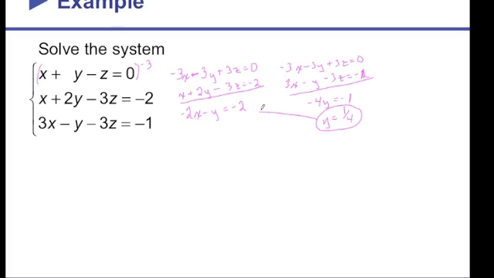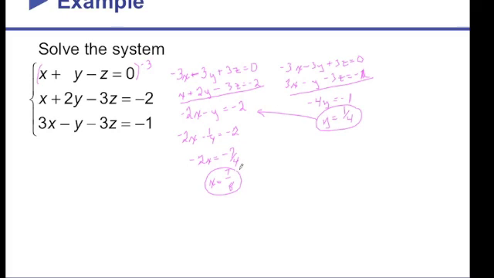Let's take that value and fill it in this equation. So negative 2 times x minus my y at 1/4 equals negative 2, so negative 2x, adding 1/4 to both sides, my negative 2 would be negative 8/4 plus a 1/4 will be negative 7/4, and divide that by 2, it will be 7/8. So x equals 7/8.